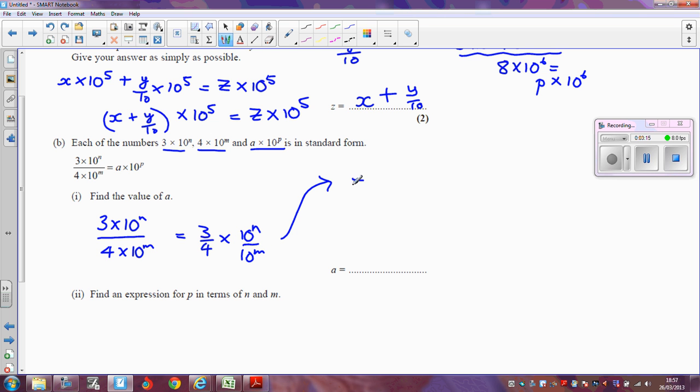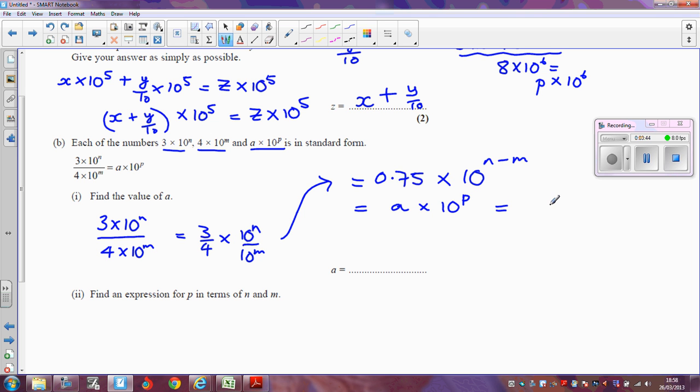And that's just the same as, well, 3/4 is 0.75. And by the laws of indices, I know that 10 to the power n divided by 10 to the power m, we can subtract the powers and make it 10 to the power n minus m. And that is equal to a times 10 to the power p, because we're told that. The only problem is that this a times 10 to the p is in standard form, which means that a has got to be a number between 1 and 10.